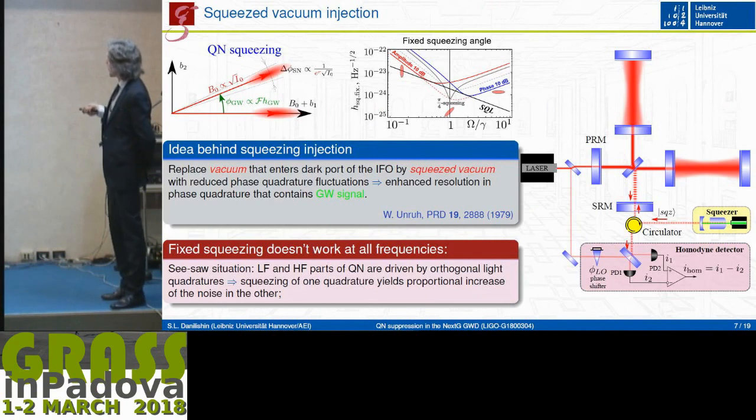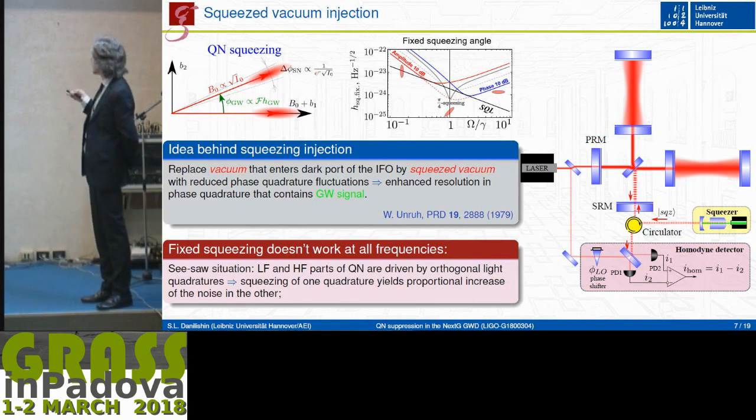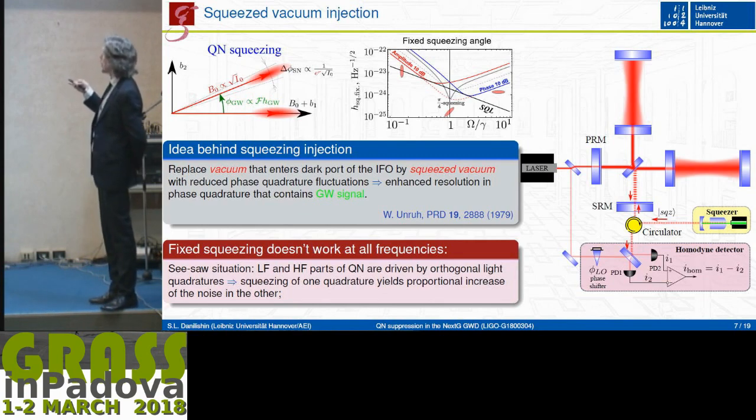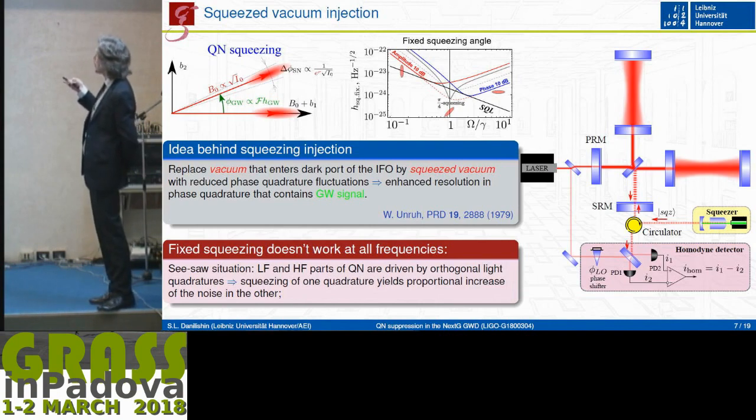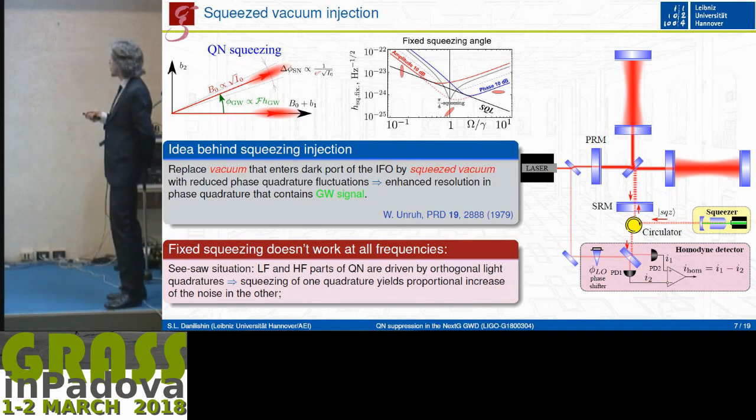Okay, so squeezing. As I said, you can inject squeezed light into the dark port of the interferometer, and if you squeeze it in the proper way, that will allow you to measure this angle much better because you squeeze in the phase quadrature. Unfortunately, that doesn't work well, again, for the low frequencies, where because of the ponderomotive squeezing the light is squeezed in another quadrature, the orthogonal one, and just injecting fixed squeezing leads to the same effect as increasing or decreasing the power. So you can suppress quantum noise in a narrow band by injecting the squeezing at 45 degrees, but again, you lose at high and low frequencies simultaneously.